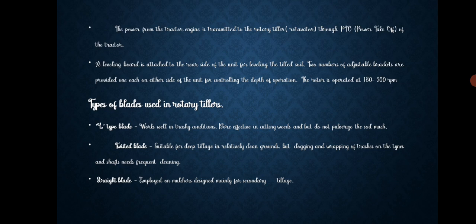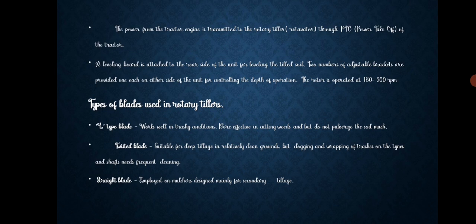The power from the tractor engine is transmitted to the rotary tiller through the PTO of the tractor. The leveling board is attached to the rear side of the unit for leveling the tilled soil. Two adjustable brackets are provided on either side of the unit for controlling the depth of operation. The rotor is operated at 180 to 200 rpm.